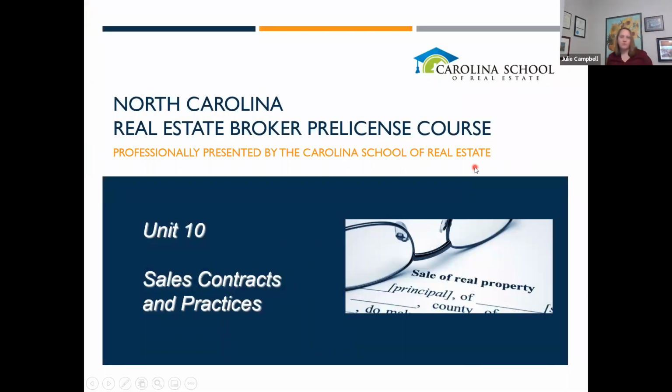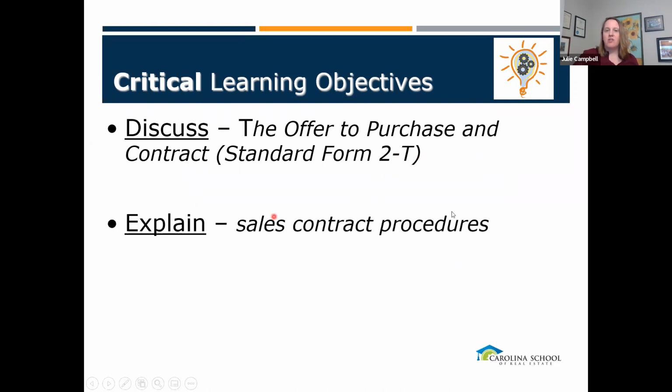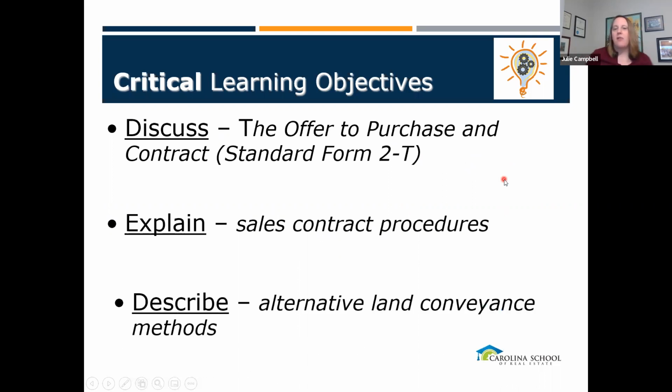Unit 10 is our sales contracts and practices. One of the big highlights in Unit 10 is our offer to purchase and contract. In Unit 10, we get to put buyers and sellers under contract. So in Unit 10, we're going to discuss and look at our offer to purchase and contract standard form 2T. We're going to talk about sales contract procedures. And then we're going to talk about some alternative land conveyance methods, some alternative ways to convey property.